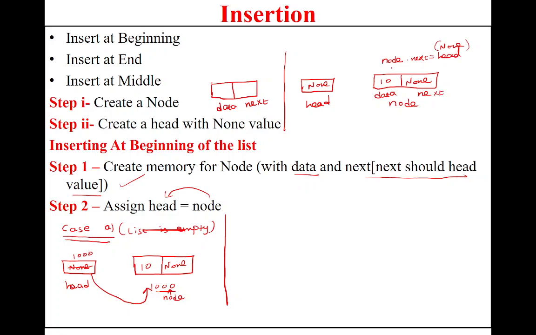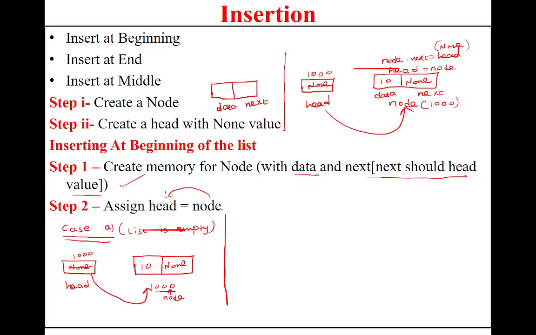Second line, what are we doing? We are assigning head equal to node. What is node? The address of the node. Let us assume the address of the node is 1000. So now the head is having 1000. So the link will be created like this. So in case A, when the list is empty, one new node is created and this new node is linked with the head. That is case A.